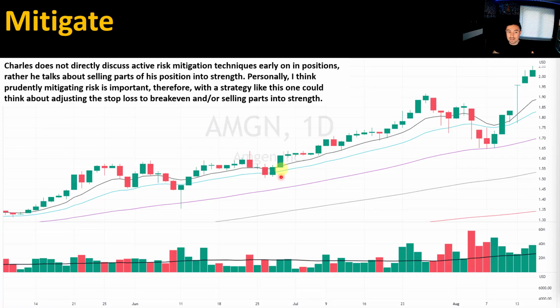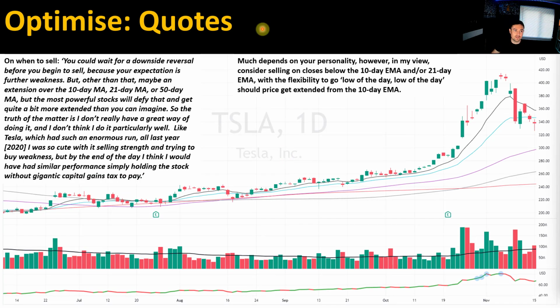So when it starts breaking, this is when you could be moving your stop loss to mitigate the risk by moving your stop loss up to break even, maybe slightly above as well. Now let's go into the optimizing side of things. So on when to sell, you could wait for a downside reversal before you begin to sell because your expectation is further weakness. So basically the opposite of an upside reversal.